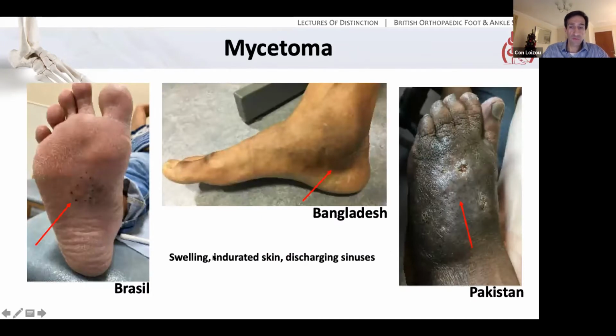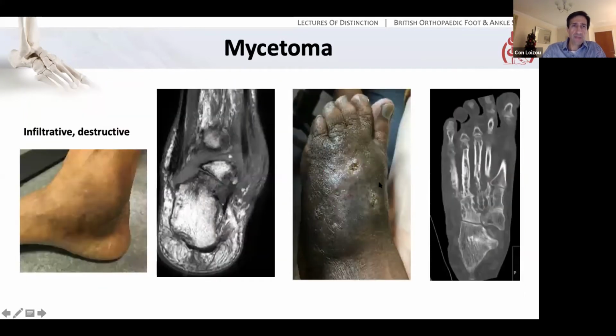Now, these are examples of cases that came through our clinic. They're all patients from the mycetoma belt: Brazil, Bangladesh, Pakistan, and appearances will include swelling, indurated skin and discolored skin, and discharging sinuses. Now, this can be quite infiltrative and destructive. And you can see the case on the left with the posterior medial ankle mass eroding into the subtalar joint. And on the right, the infection has invaded almost all bones in the foot.